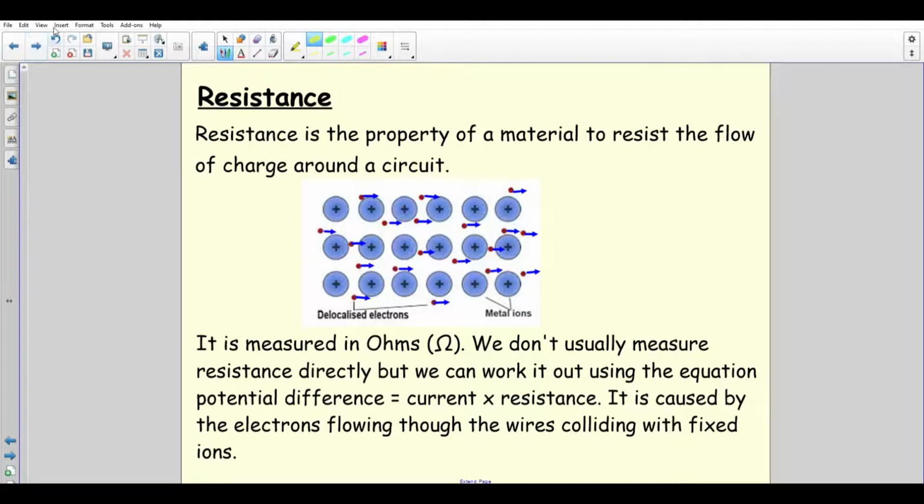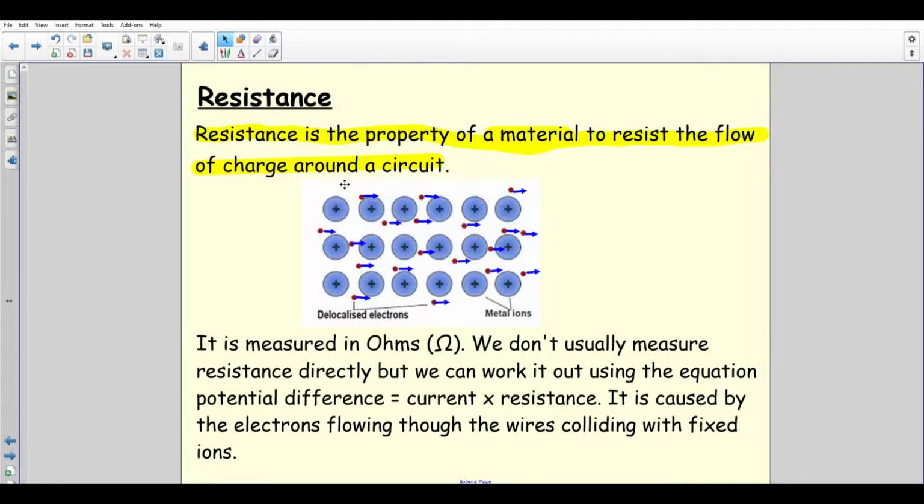Right, moving on to resistance. Resistance, again, definition here, is the property of a material to resist the flow of charge around a circuit. So it basically tries to get in the way, tries to stop the electrons, the charge, flowing around the circuit. So imagine inside a wire, if you will. In year 10, you'll have done this last week because you did metallic bonding. So you should know we've got delocalized electrons and metal ions. And your delocalized electrons are being pushed around the circuit by your battery or your cell or whatever.